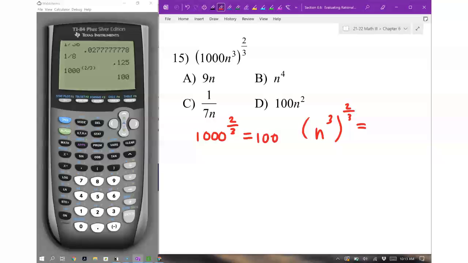And then n to the third to the 2/3. Remember, multiply your powers. 3 times 2/3. That's 2. So this would be n squared. So it's 100 n squared.